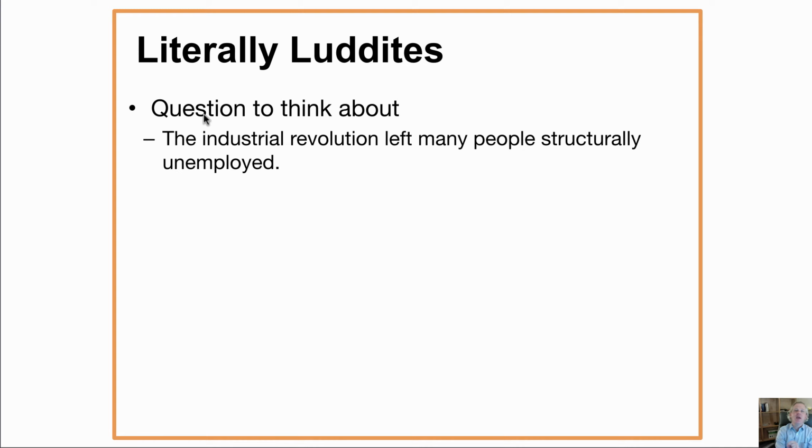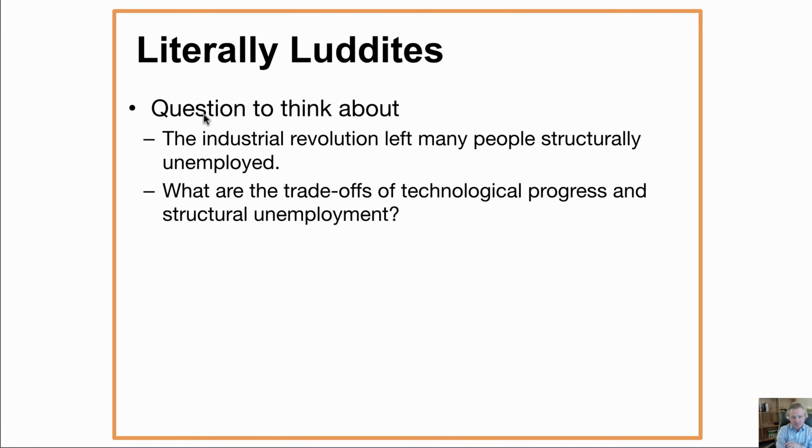There may be other ways, other government programs, a social safety net, different ways of trying to help those who are structurally unemployed while still letting the economy and the markets do their magic in terms of giving us all cheaper goods, higher standards of living, and higher paying jobs for lots of folks. So there are different trade-offs here with technological progress and structural unemployment.